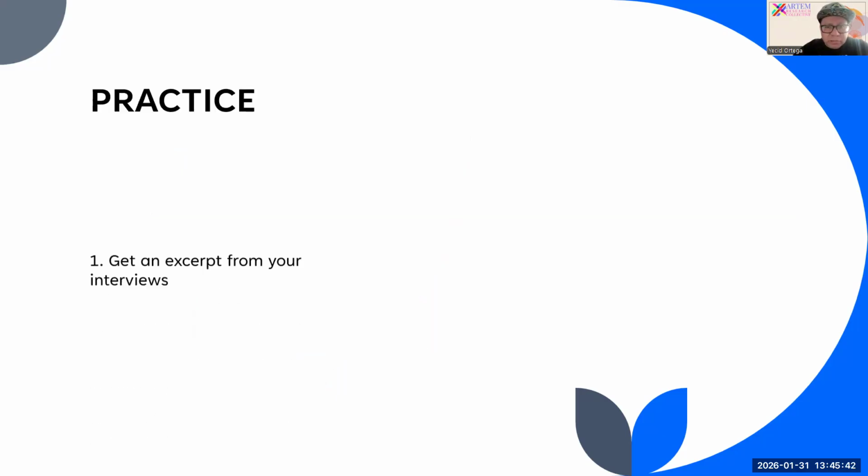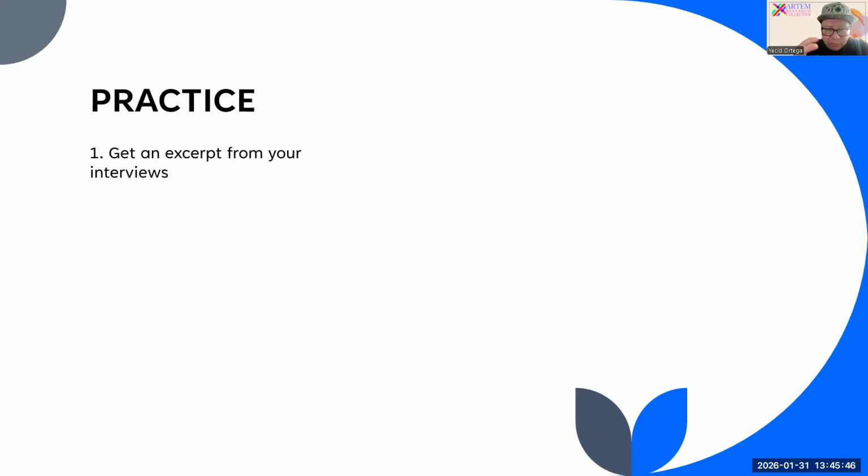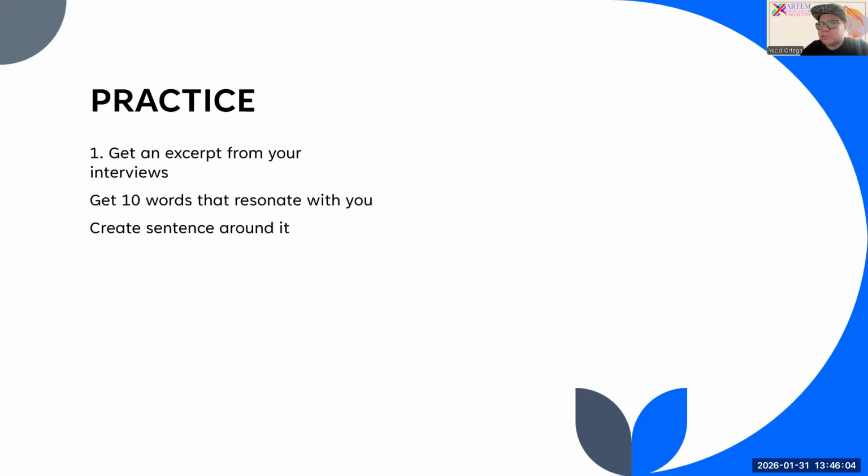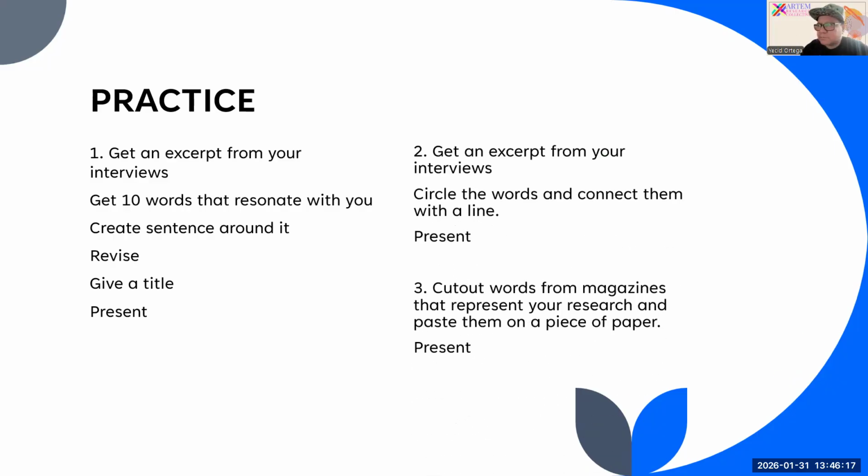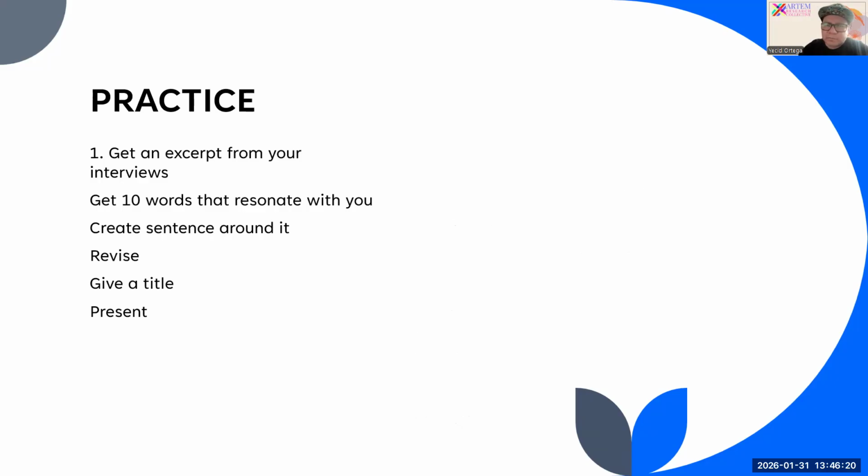So one thing you could do, that we're not gonna do here, but I encourage you to do. There are three examples that I'm gonna give you. One of those is get an excerpt from your interviews, get 10 words that resonate with you, create a sentence around it. In other words, use the 10 words to create sentences, or use a sentence with each one of the words. Revise the sentence or the sentences, create like a micro poem, give them a title, present it to your peers, friends, colleagues, right? And if you have anything, you can always put it in the comment section for us to have a look at it.